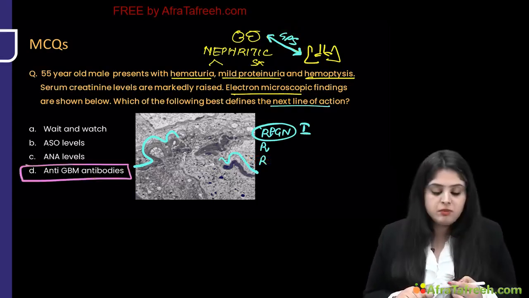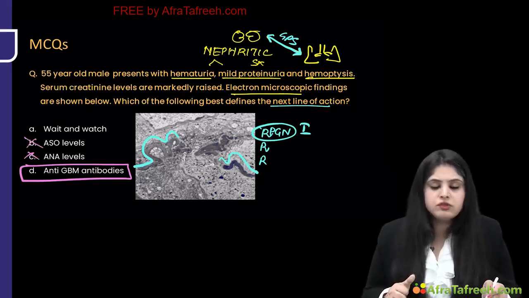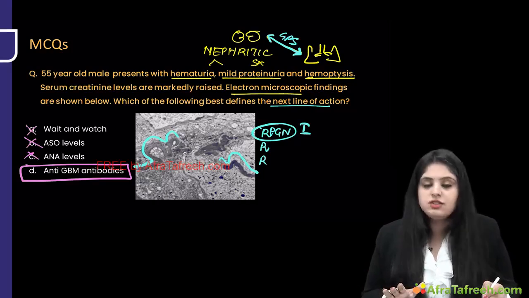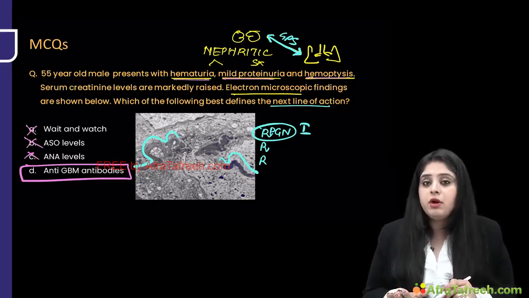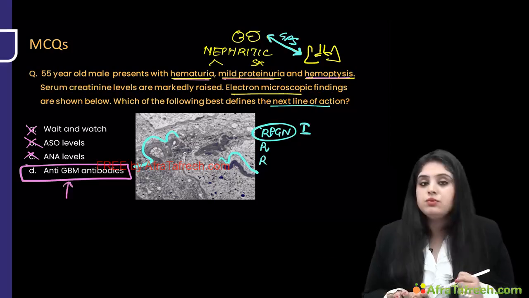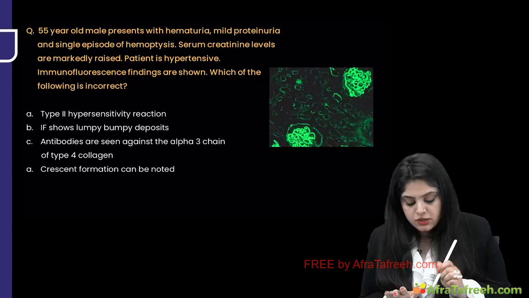You will check for anti-GBM. Will you do anti-nuclear antibody levels? No, this is not SLE. Are you going for streptococcus over here? Not at all. You can't just sit, wait and watch. Patient is having symptoms, hematuria, proteinuria, hemoptysis. So the next testing that you do is glomerular basement membrane antibody. Let's move on to the next question.